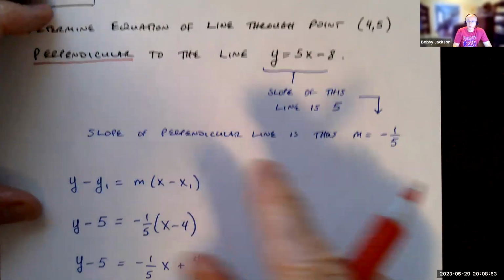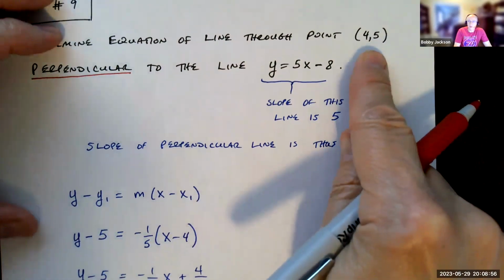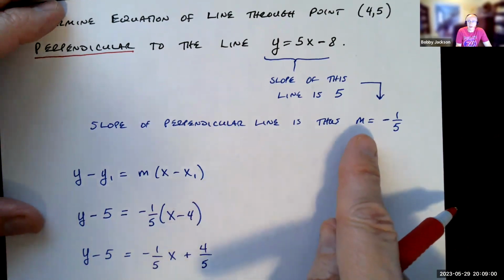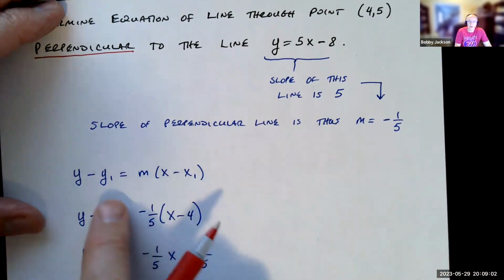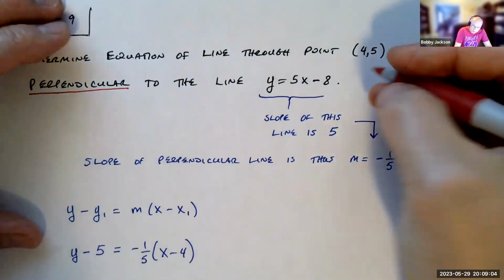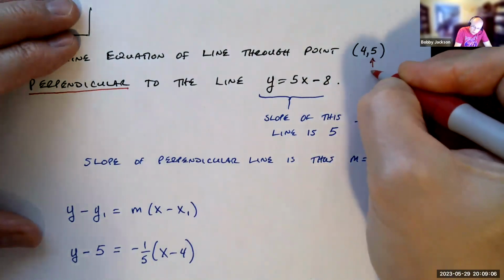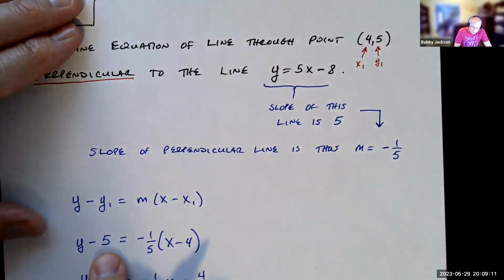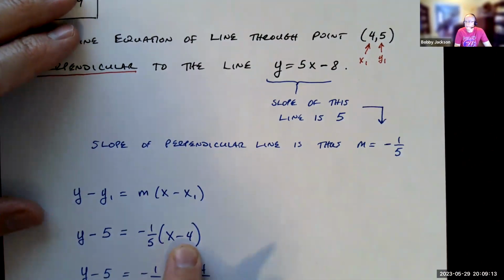Okay. So we have the slope of our line, we have the point. Here's the point-slope form of a line. I plug in m is -1/5. The y1, I'm just going to choose to be the y coordinate of our given point, and the x1 will be the x coordinate. So y1 is 5, x1 is 4.